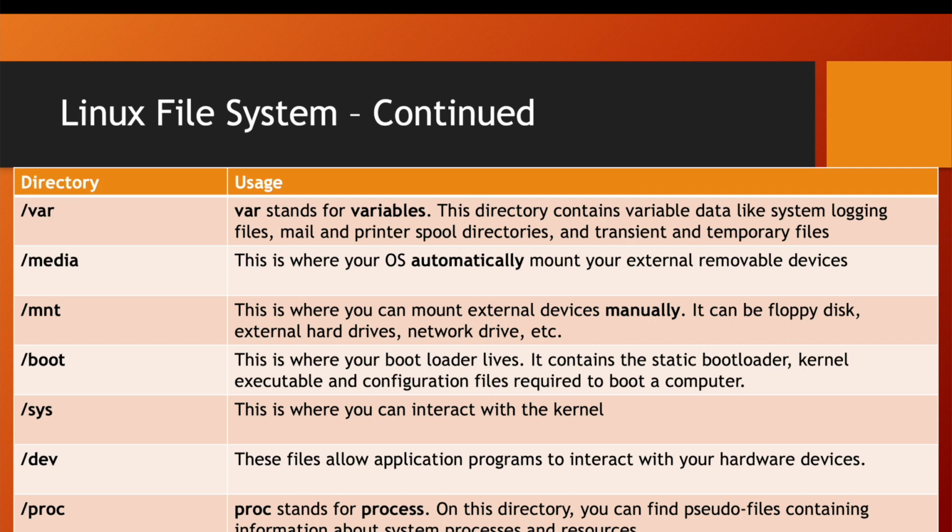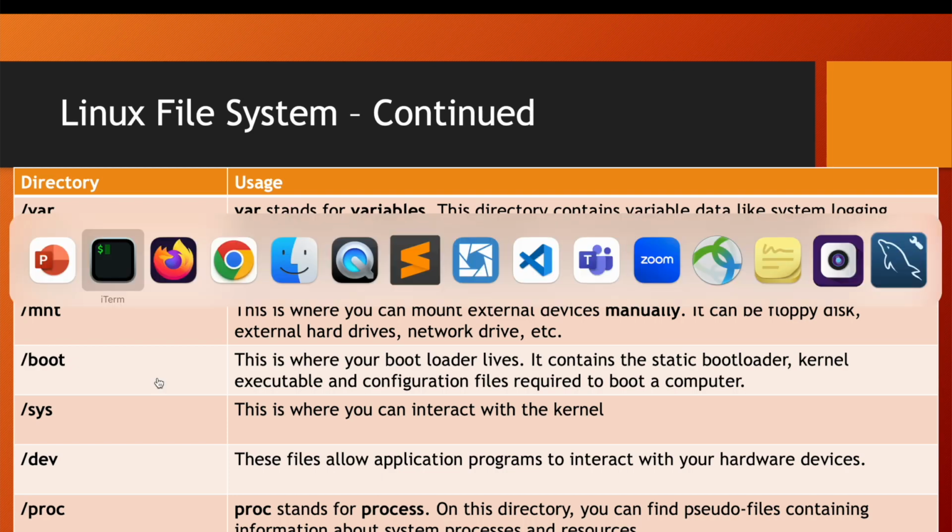Okay. Now the next important directory or file system is slash proc. What is there inside this? Slash proc stands for process. In this directory, you can find pseudo files containing information about system processes and resources. For example, every process on your computer would have a folder with information about that process in this directory. This directory is a virtual file system and disappears once the computer is shut down. Okay, let's get into this particular directory.